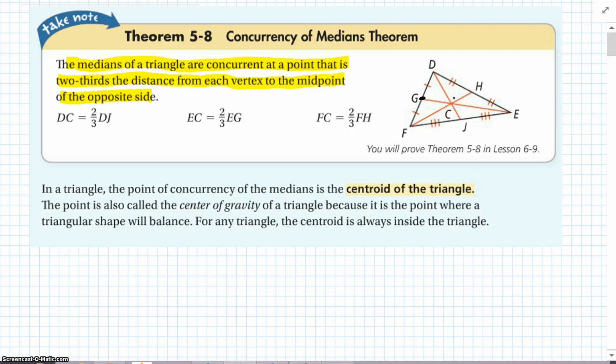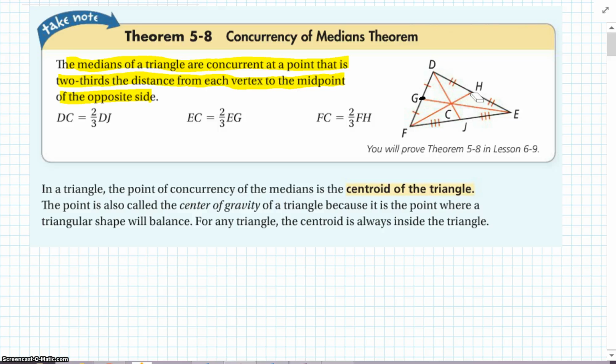And what it says here is from the vertex to the point of concurrency is 2/3 the segment length. So FC right here is 2/3 of FH. EC is 2/3 of EG, and DC is 2/3 of DJ.